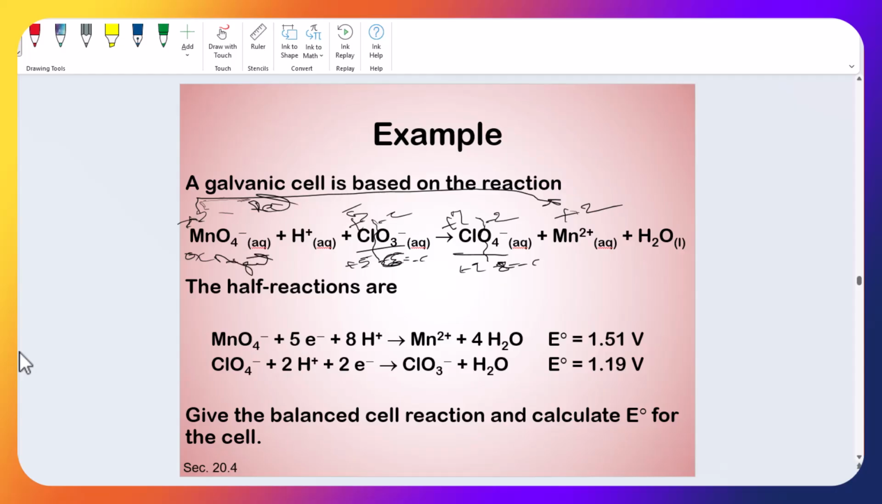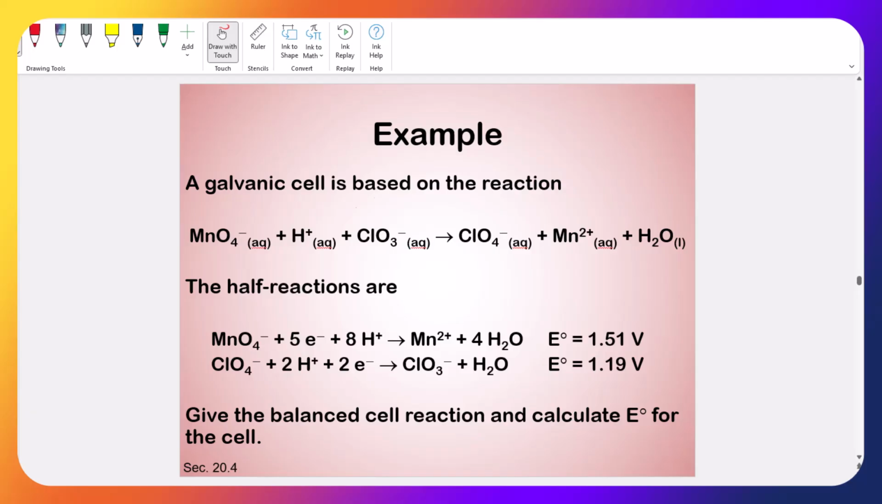And then chlorate is going from a +5 to a +7, that's oxidation. And so since chlorate is being oxidized, it makes it the reducing agent. Okay, so chlorate is the reducing agent, and permanganate is the oxidizing agent, none of which has anything to do with solving the problem. Give the balanced cell reaction and calculate E of the cell. All right.